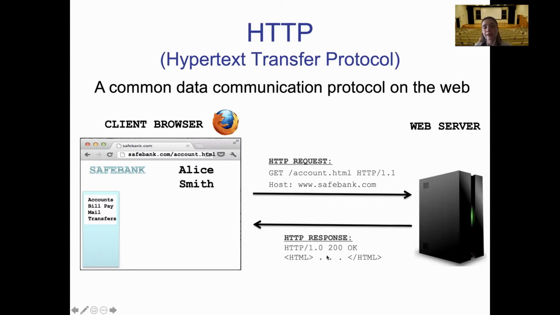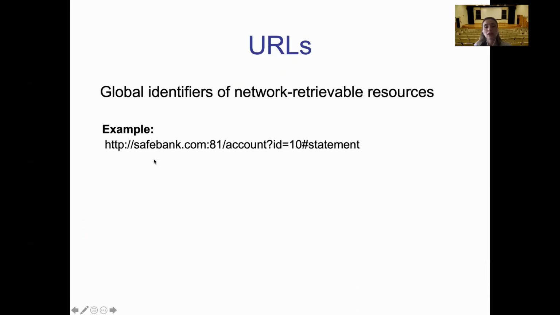In this case, it's returning a code of 200, which means okay, and a text which corresponds to the web page in HTML, and the web page is going to be displayed by the browser. So basically we got from this URL all the way to getting back the web page. So let's look at URLs.